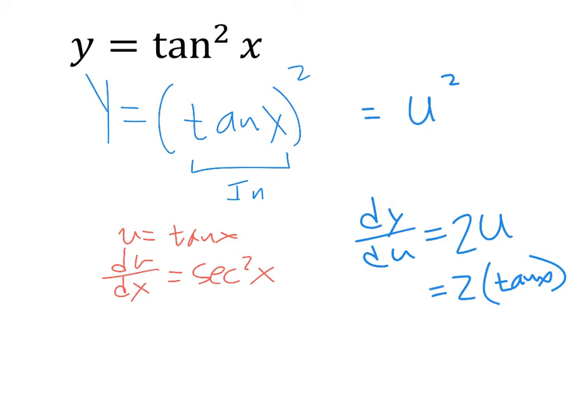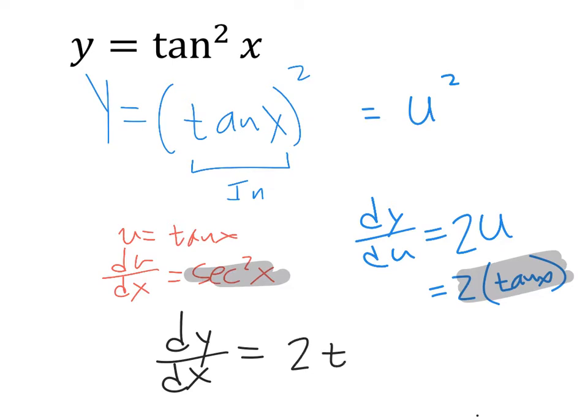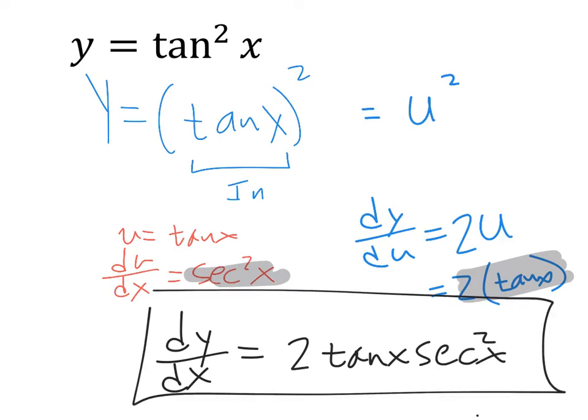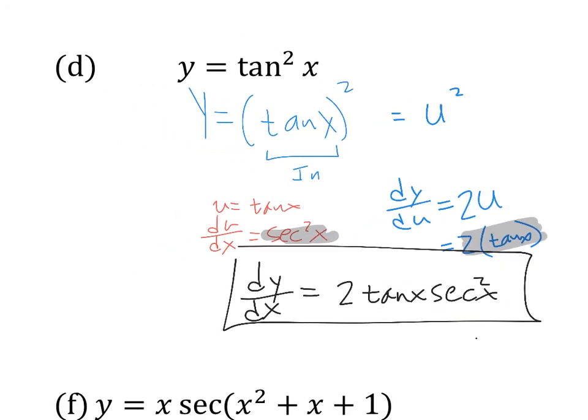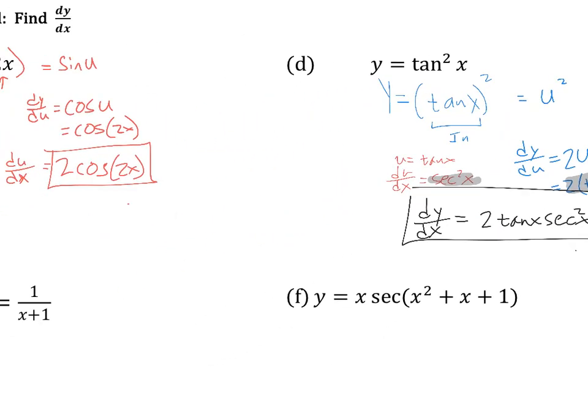So to find the derivative of y with respect to x, the chain rule says multiply these things. So we're going to take these guys here, secant squared of x and 2 tangent of x, and multiply them, our two derivatives. So we have 2 tan x secant squared x. That's it. Okay. All right.